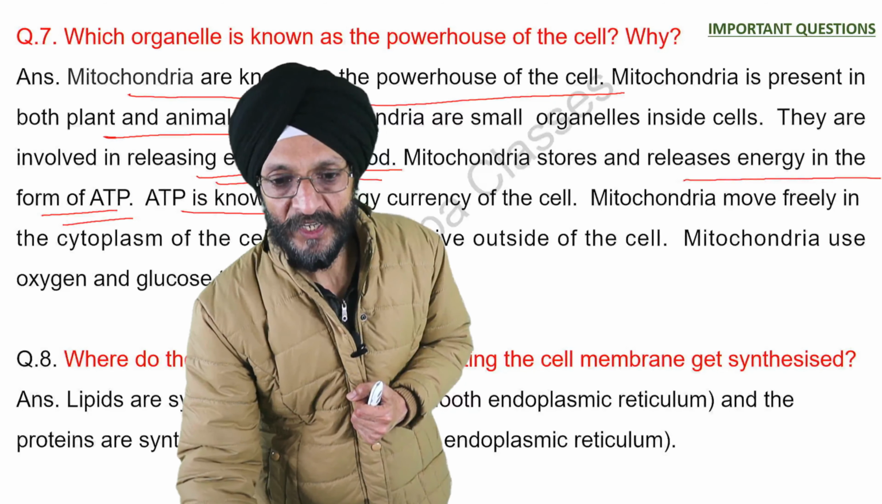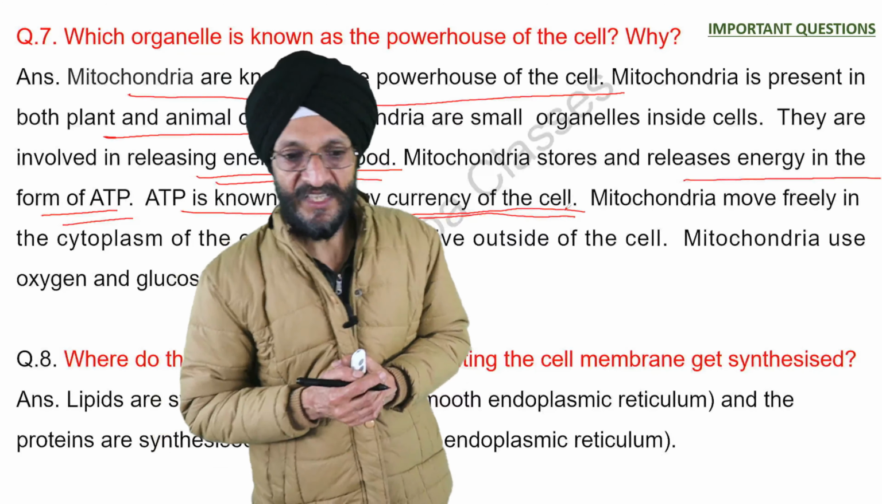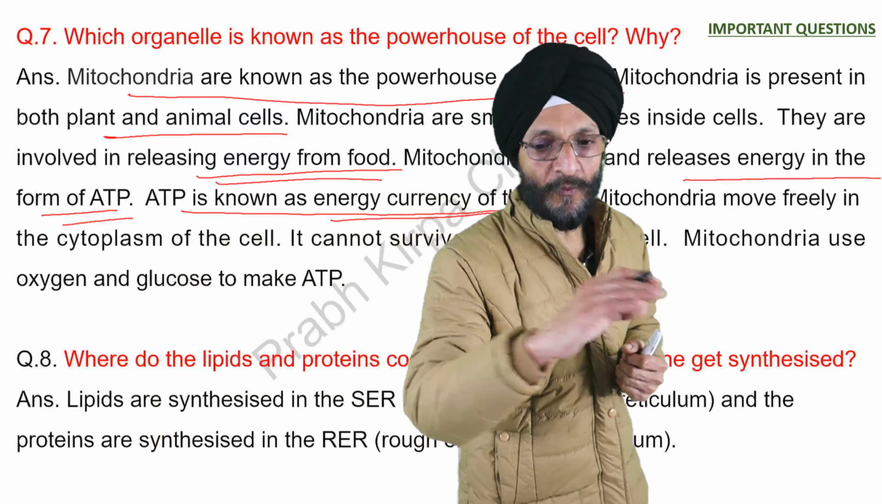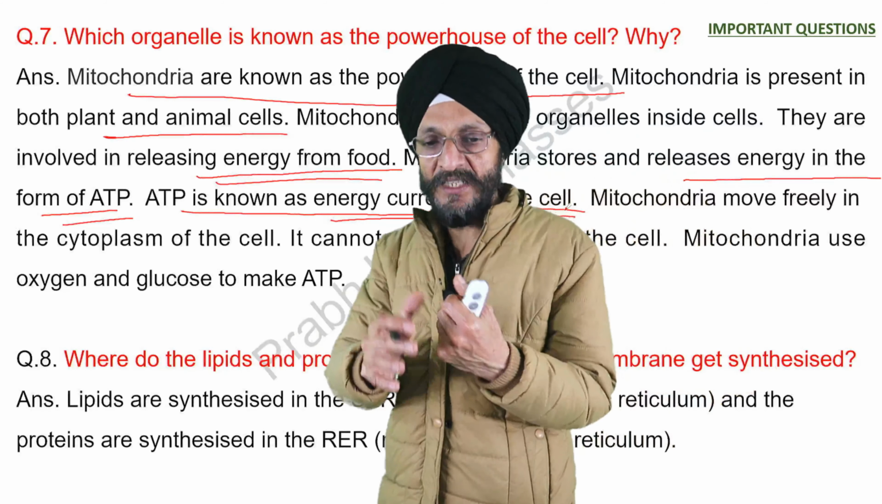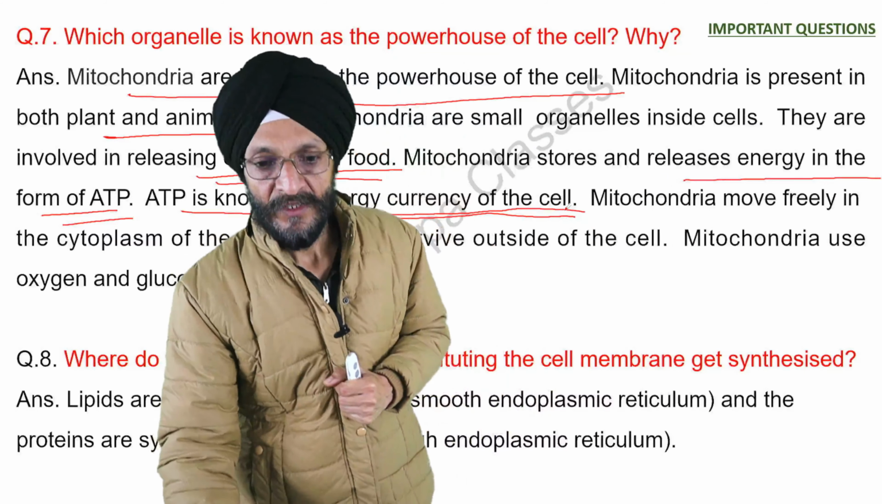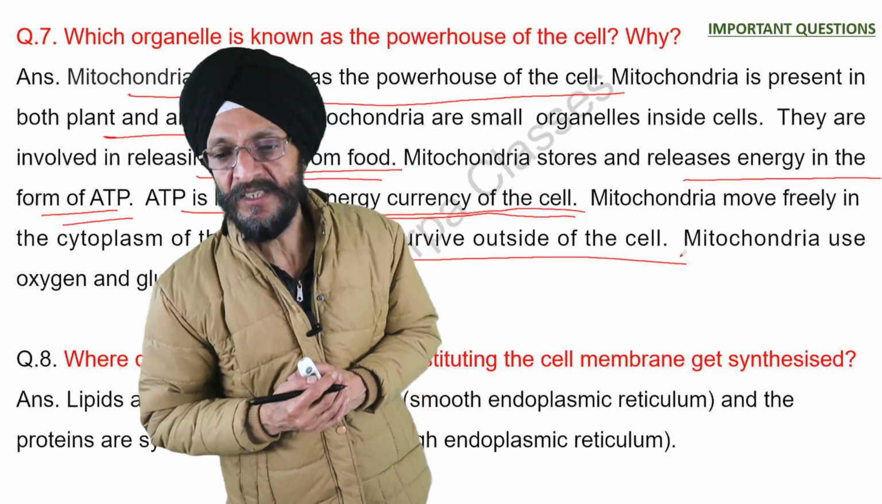ATP is also known as the energy currency of the cell. Mitochondria move freely in the cytoplasm of the cell, which is the fluid present inside the cell. Mitochondria cannot survive outside the cell.